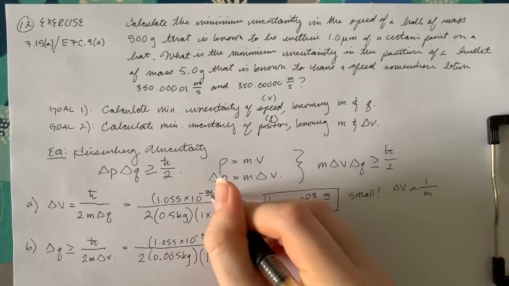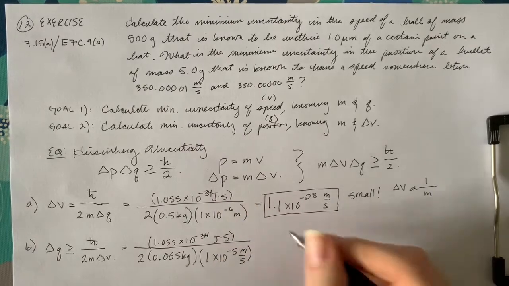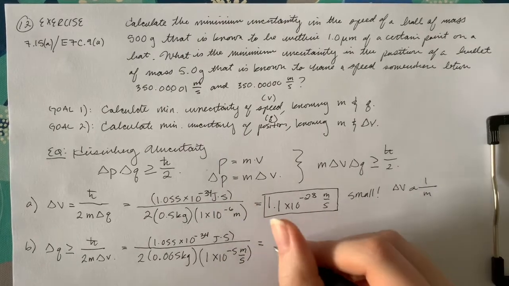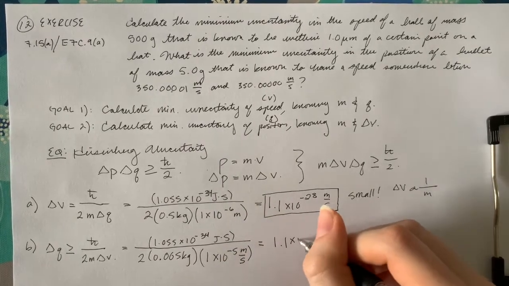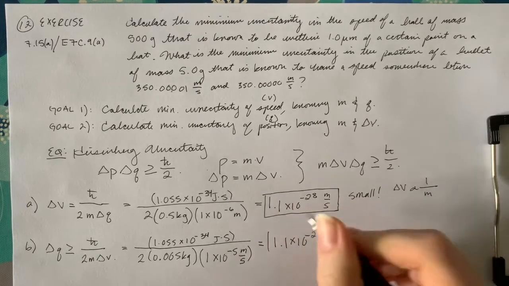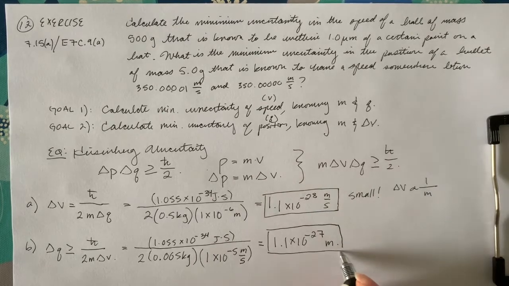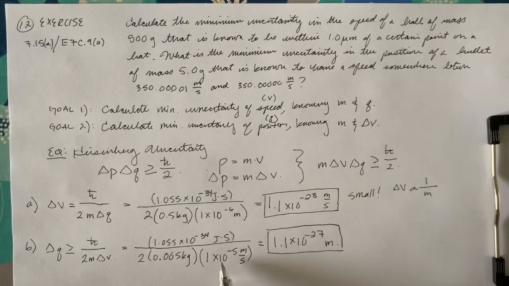Oops, I didn't write the 34 up there. I meant that, joules times seconds. Plug and chug, 1.1 times 10 to the minus 27 meters. So 1 magnitude bigger. But we can explain this in a similar way.